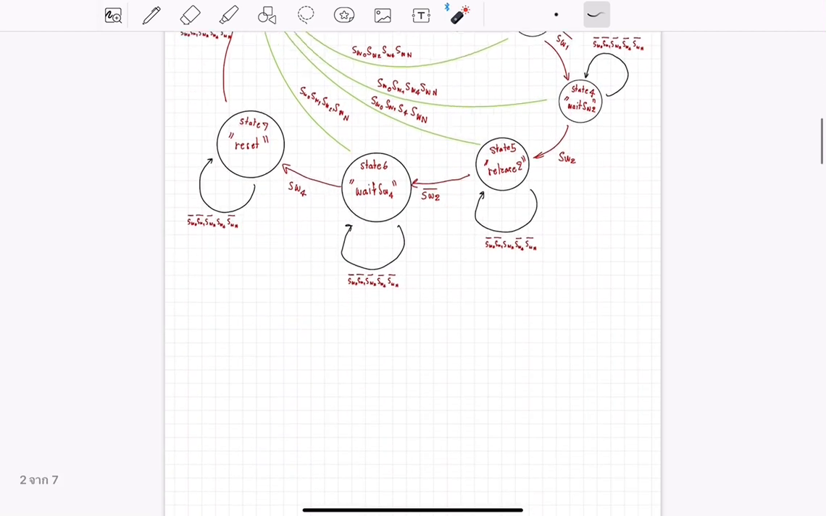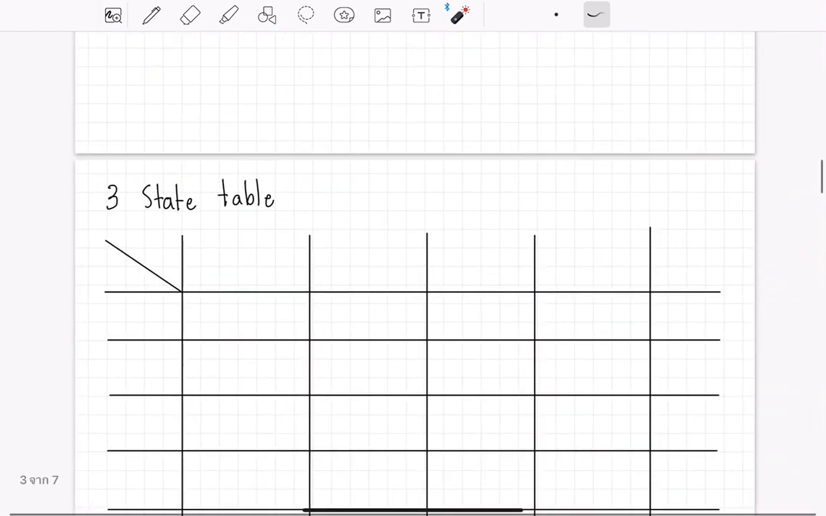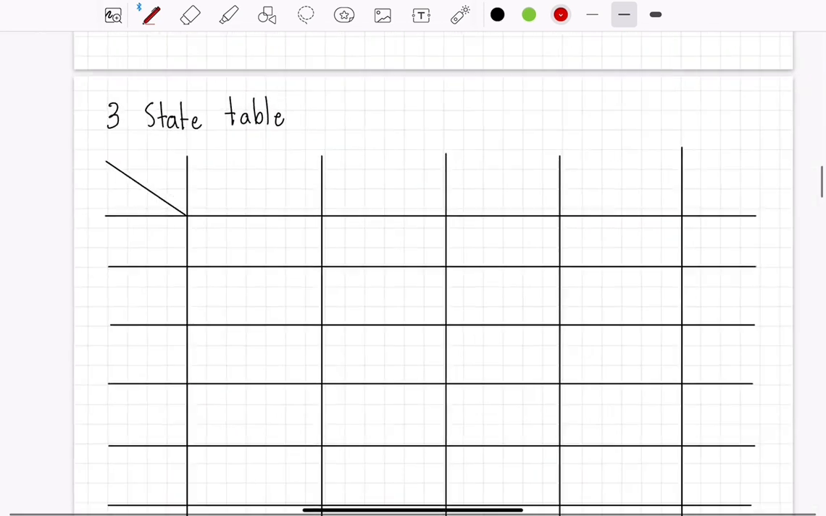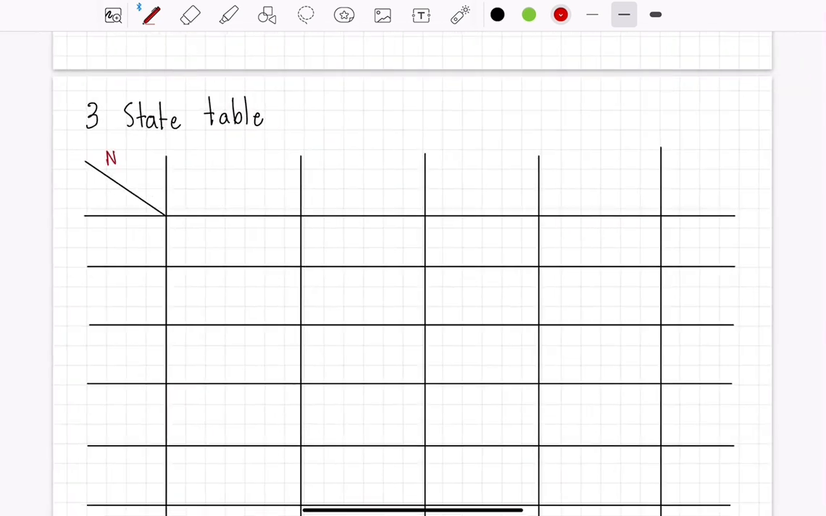Now we go to the state table. This is my table. After this, the next state.